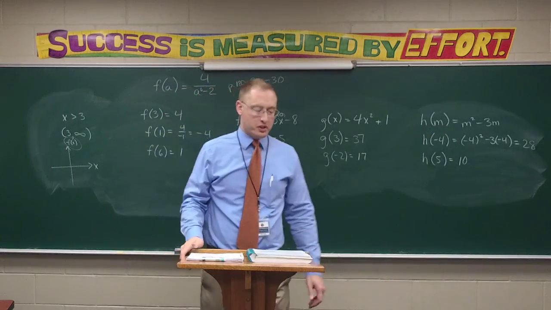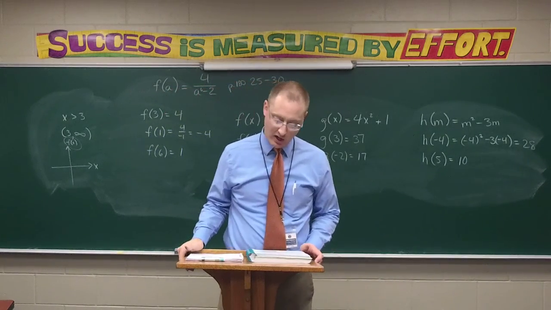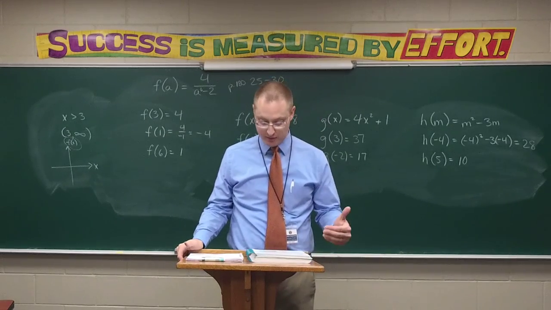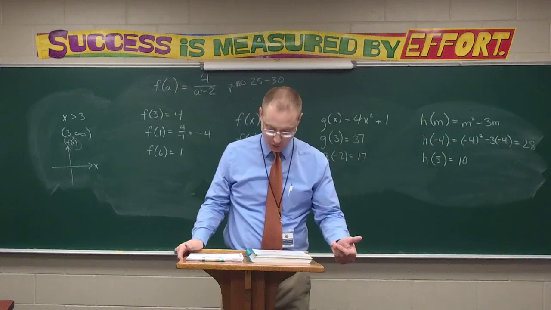Now, they didn't use the function notation at the tail end. They said where x equals 5, where x equals negative 2, instead of just saying f of 5 or g of negative 2.